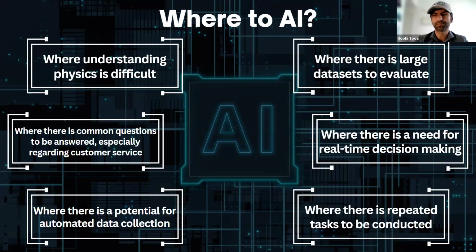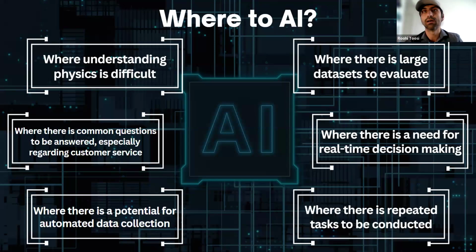There's also when there is a need for real-time decision making. You have a very crucial operation, a very important operation that gets input from so many different areas, so many different little operations, and you need to connect all of those and make a decision right away. That's where AI excels.